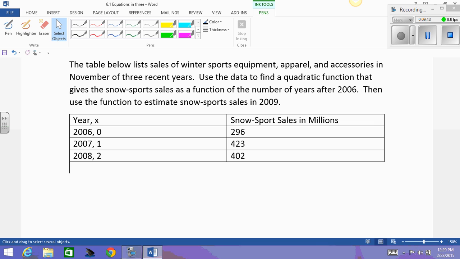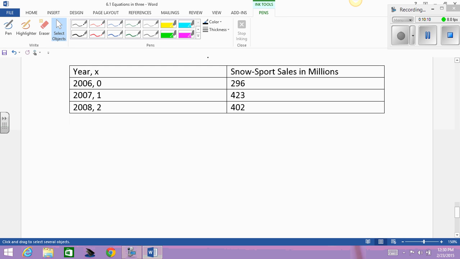Okay, so what we're going to have to do is let X be the number of years after 2006. So S of X is going to be your snow sport sales. X equals 0 is 2006, X equals 1 is 2007, X equals 2 is 2008, and so on. So we're able to come up with some data points, which you guys should know. We know how to do data points. So we have 0, 296, we have 1, 423, and we have 2, 402.